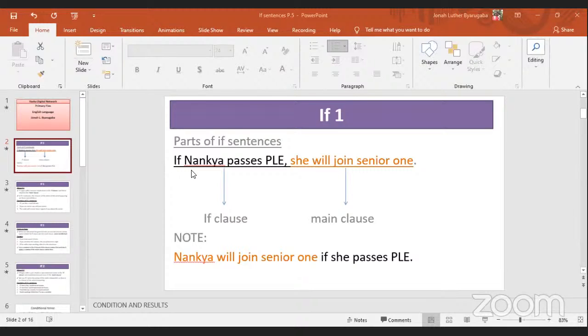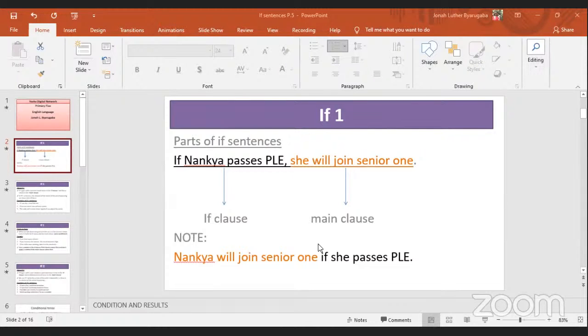Kia would join senior one if she passed PLE. No, you've not understood the instructions, and instructions are key in English. I said the if clause of the sentence should be expressed in the past perfect tense, not the entire sentence.